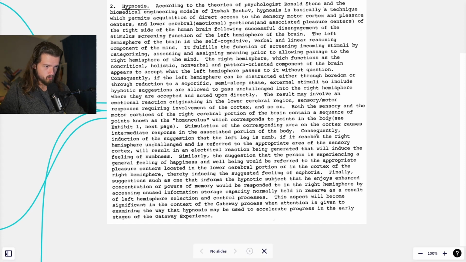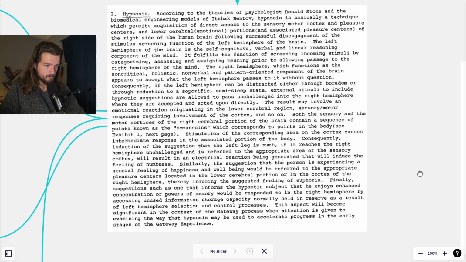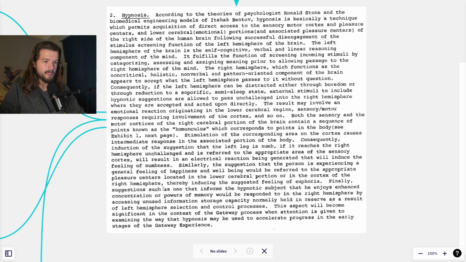All right. So if the induction of suggestion reaches the right hemisphere unchallenged, that's the important part, it is referred to the appropriate area of the sensory cortex, which will result in an electrical reaction being generated that will induce a feeling of numbness. Similarly, the suggestion that the person is experiencing a general feeling of happiness and well being would be referred to the appropriate pleasure centers located in the lower cerebral portion or in the cortex of the right hemisphere, thereby inducing a suggested feeling of euphoria.